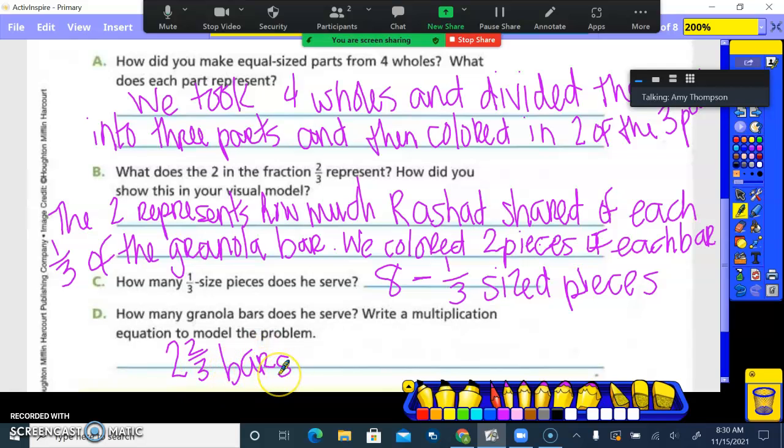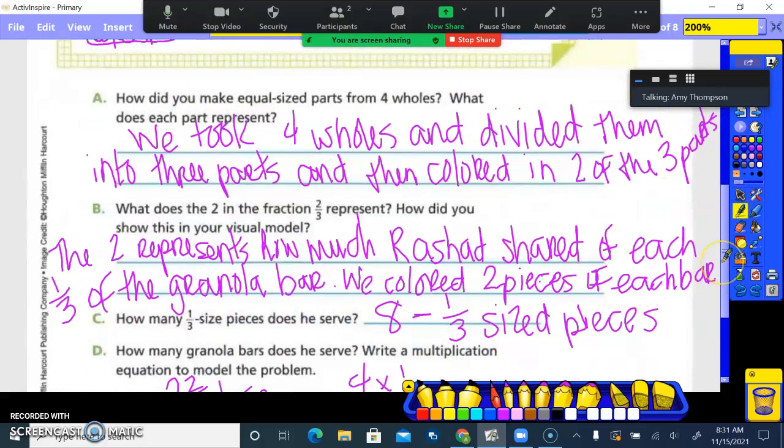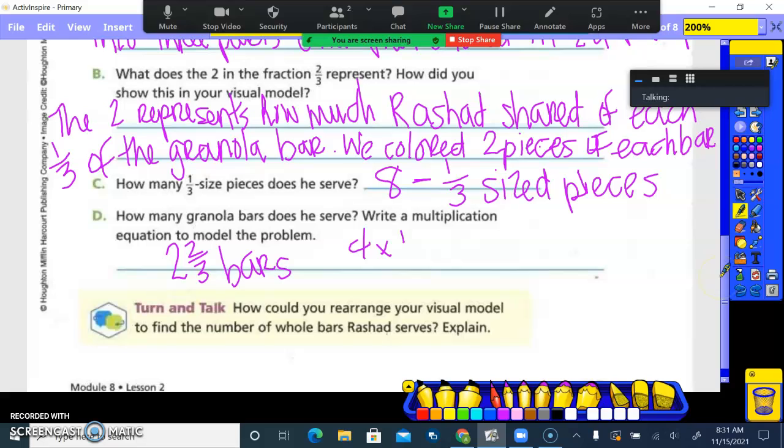And then it says write a multiplication equation to model the problem. We already did that up in the box, right? Okay, so we said that it was what? 4 times, what was it? 2/3. Yeah, 2/3. Okay.